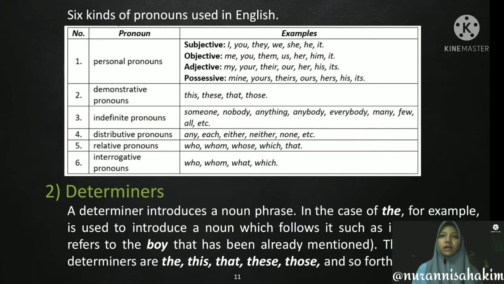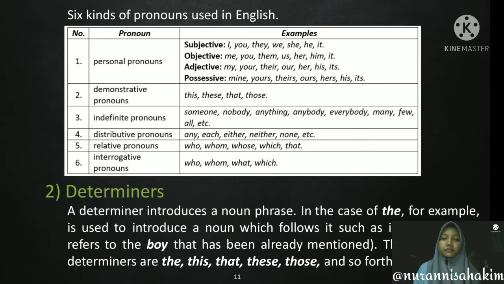This is done in order to avoid unnecessary repetition of nouns in a sentence. You can see the table. I have put a table of six types of pronouns. The first is personal pronouns, then demonstrative pronouns, indefinite pronouns, distributive pronouns, relative pronouns, and interrogative pronouns. Second is determiners.